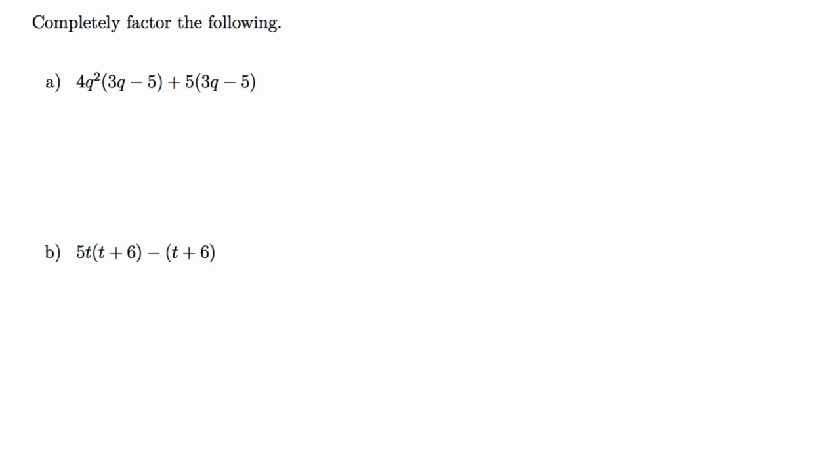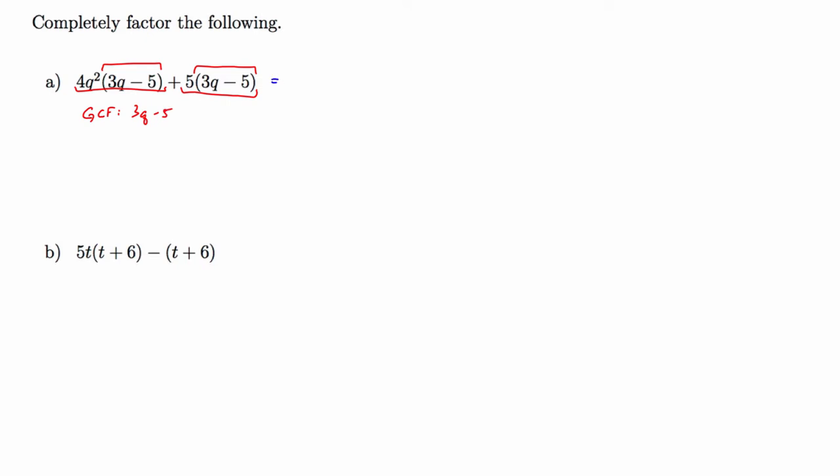In part A, we want to factor 4q squared times the quantity 3q minus 5 plus 5 times the quantity 3q minus 5. The first step in factoring is identifying the greatest common factor. When we look at the first term and the second term of this expression, we should recognize that each piece has a quantity 3q minus 5 as a factor. That makes 3q minus 5 our greatest common factor.